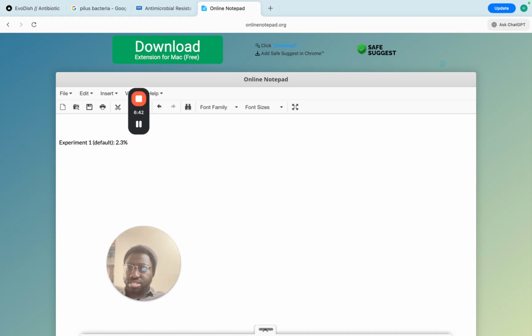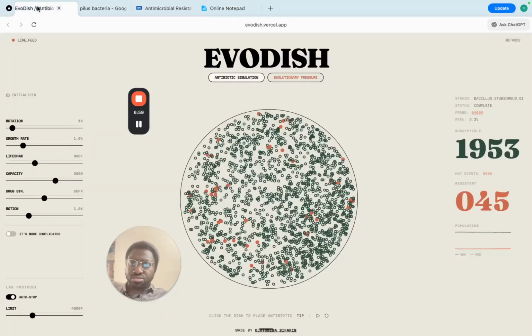So that's just a default setting. So we're going to do experiment 2. Actually, let's just keep this simple. Experiment 2 is going to include, it's more complicated. So what is more complicated?